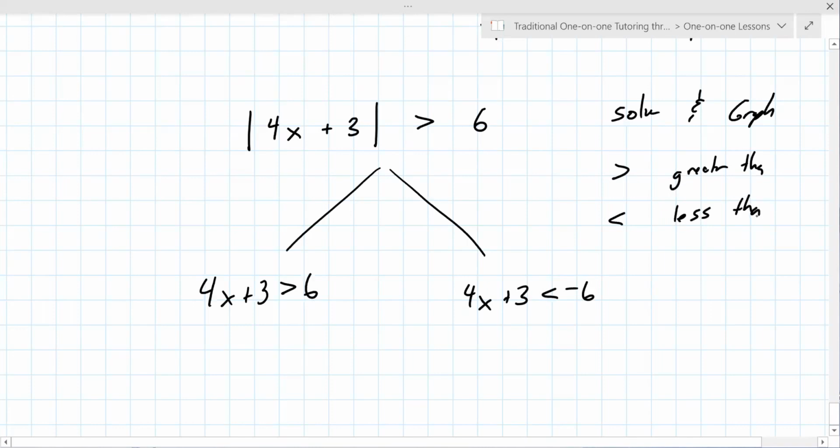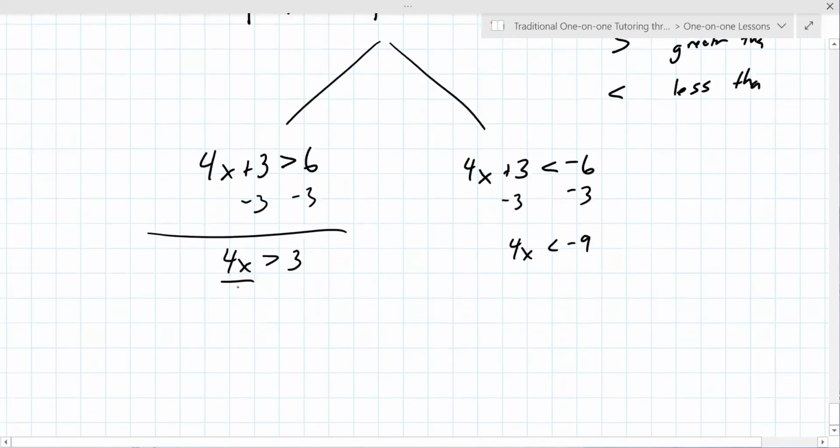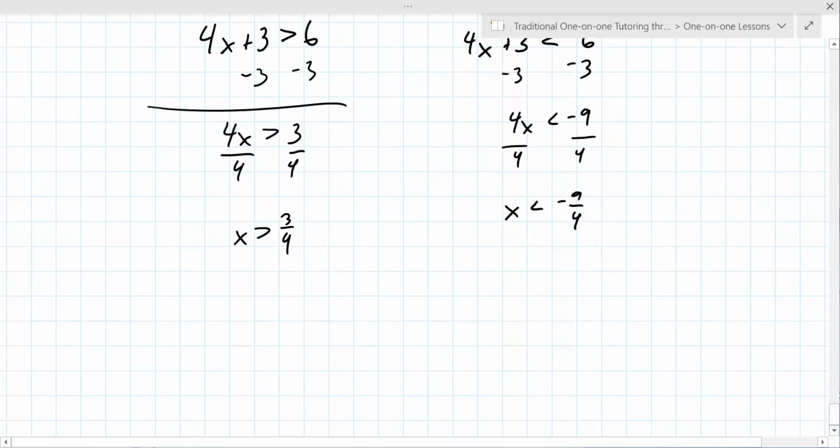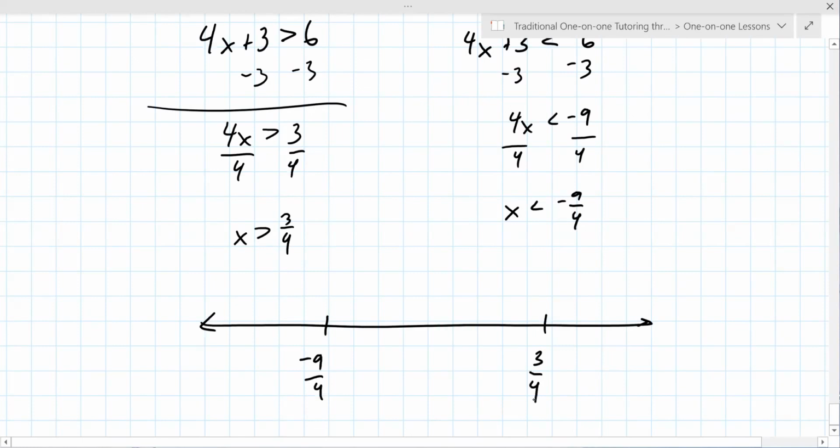And then you subtract 3 on both of them, and that leaves you with 4x is greater than 3, and 4x is less than -9. Then divide both of those by 4, which gives you x is greater than 3 over 4, and x is less than -9 over 4. Yes. Okay, now on the number line, -9 over 4, 3 over 4. You have to put them in increasing order. Obviously, it's -infinity to infinity.